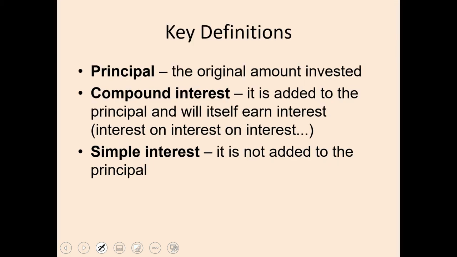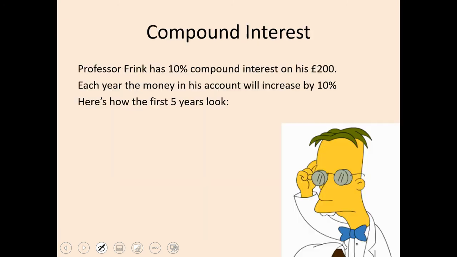Okay, so a few definitions that you need to know. Principal is the original amount you invested in. So the original amount you put into the bank is called the principal. So make a note of this definition. Compound interest is added to the principal and will itself earn interest. So it's basically interest on interest on interest, year on year on year. This will make sense with an example soon. And the simple interest is not added to the principal.